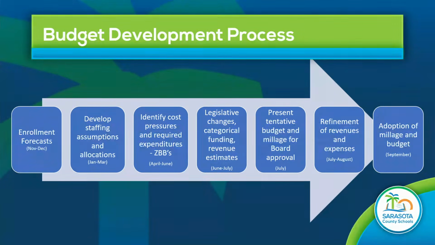Around this time, we just ended our budget session at the legislative level. And so now we have a clearer picture of what our revenue will be looking like from the state. So we look at all of the legislative changes, any changes to categorical funding, and what our estimates are. And that is the point where we're at now. We'll come back next month and we'll be presenting a tentative budget for review. And also the millage will be advertised for board approval in July.